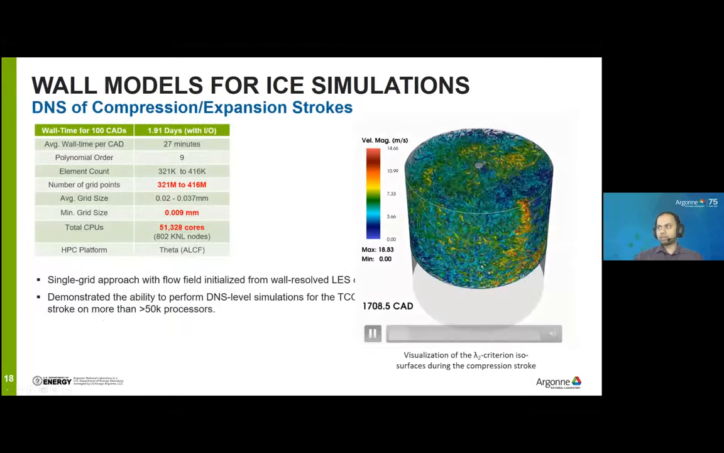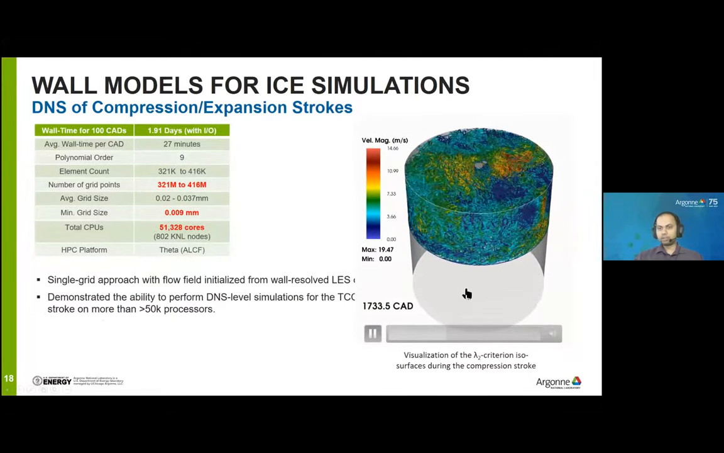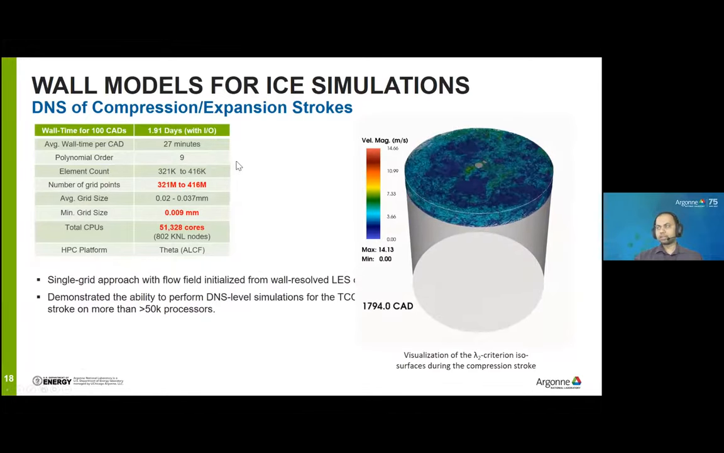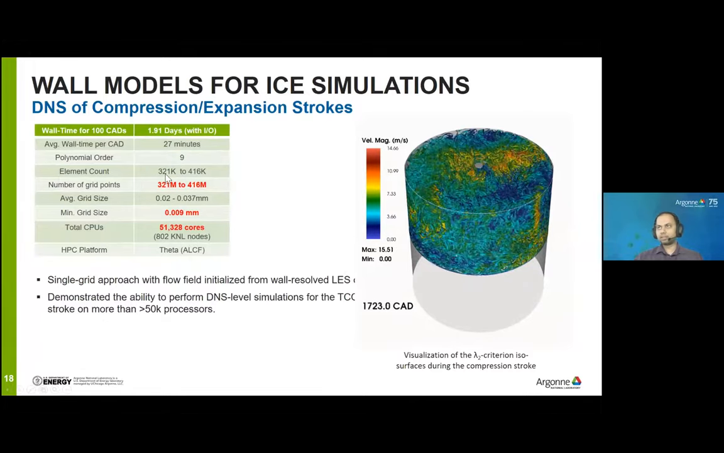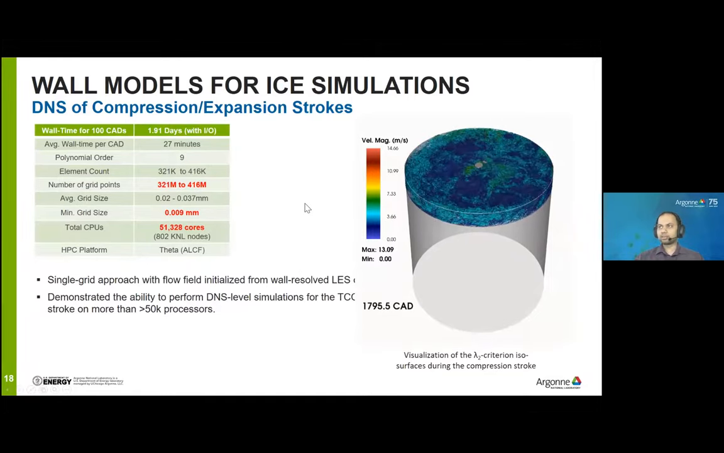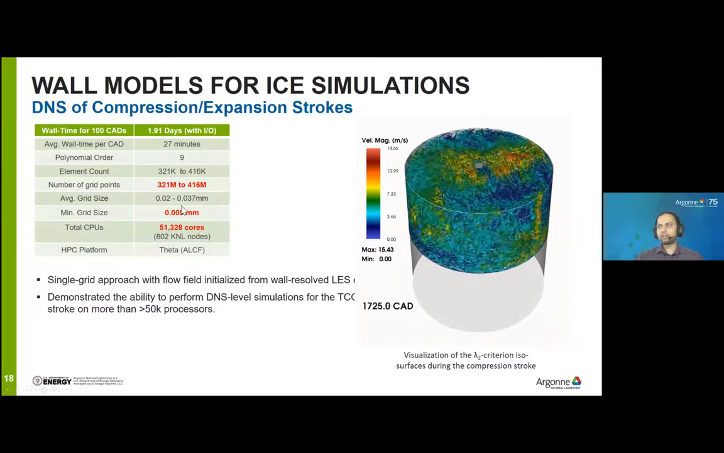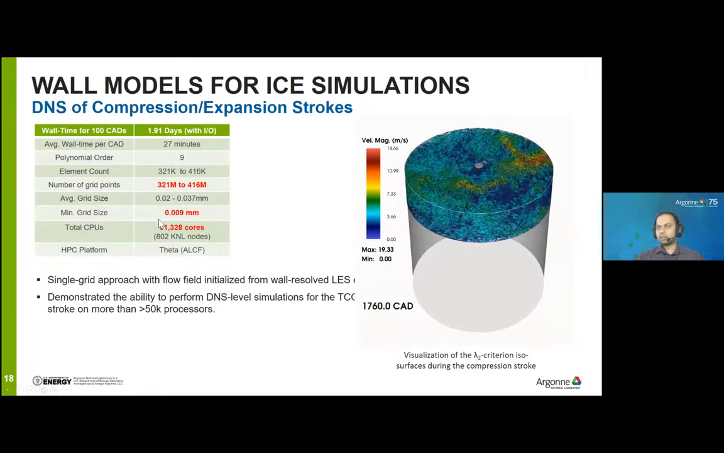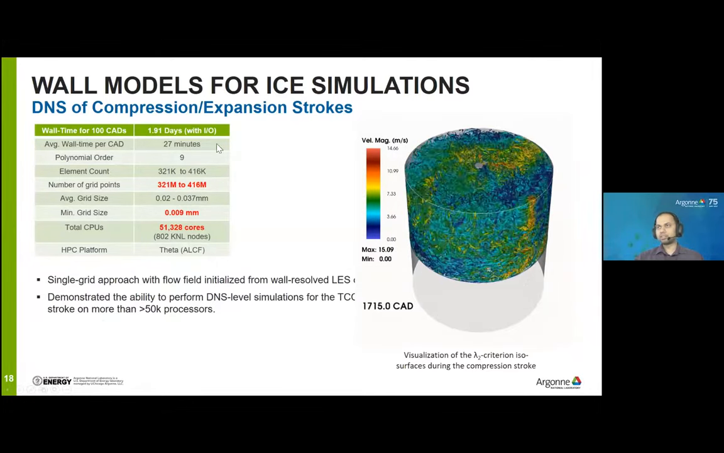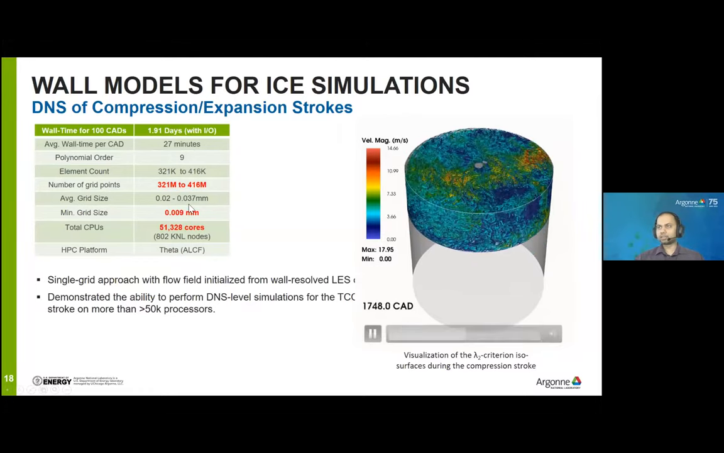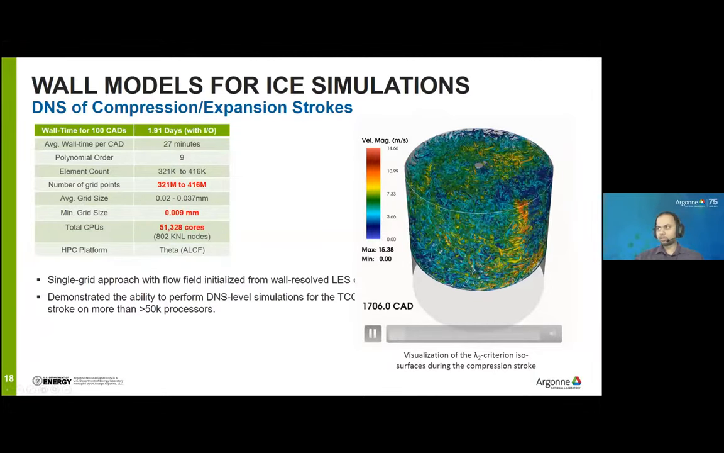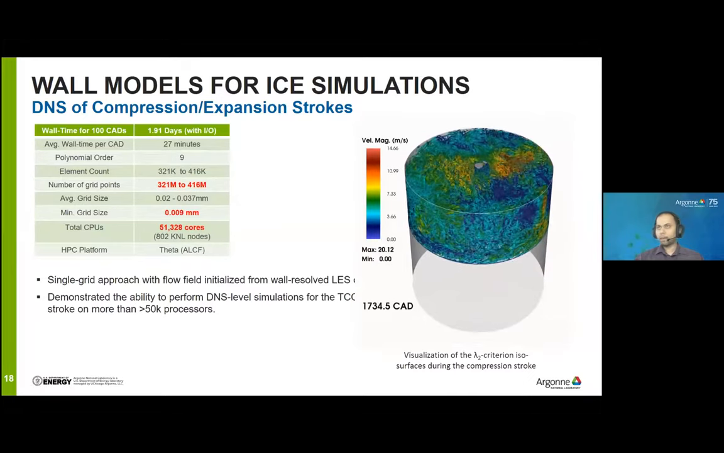So we again use the same platform. Like I said, during compression expansion, it is feasible to run DNS. So we generated a finer grid with careful estimation of the grid sizes so that it resolves all the relevant scales across this compression expansion stroke. Here we have around 300 to 400 million grid points. The minimum grid size was around 9 microns, and we ran these on a large number of processes. These simulations typically take around 2 days to run the compression expansion on 50,000 processes. And this shows the scales as they evolve. I'll go through this quickly because I'm running out of time now.